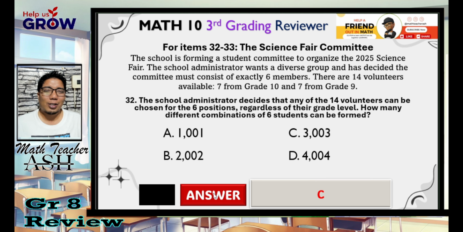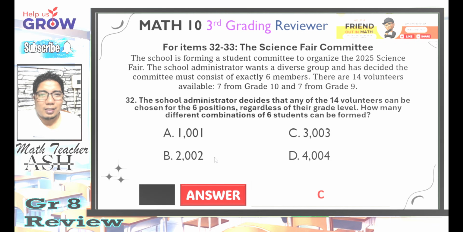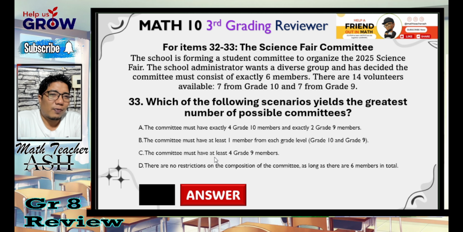Alright, my dear math learners, I hope you got that one. Now let us go to question 33. The same scenario, which of the following scenarios yields the greatest number of possible outcomes? Is it A, the committee must have exactly 4 grade 10 members and exactly 2 grade 9 members? B, the committee must have at least 1 member from each grade level, grade 10 and grade 9. C, the committee must have at least 4 grade 9 members. Or D, there are no restrictions on the composition of the committee as long as there are 6 members in total. I'll give you 5 seconds to think about your answer.